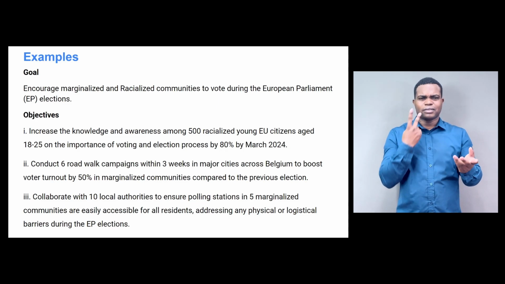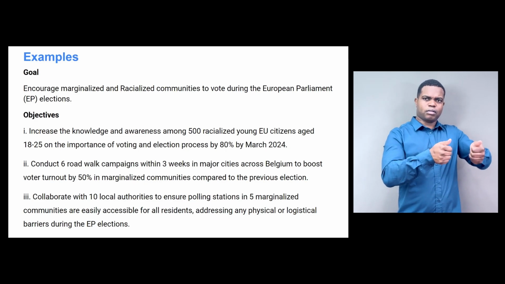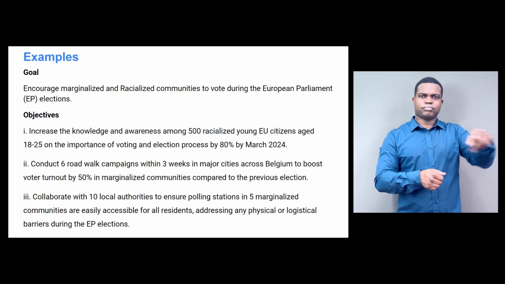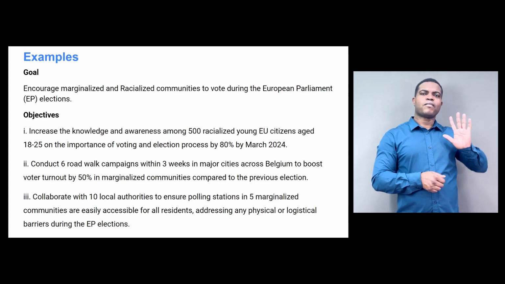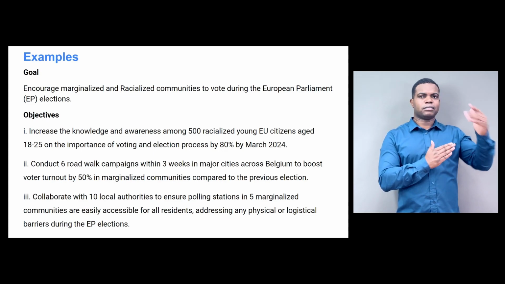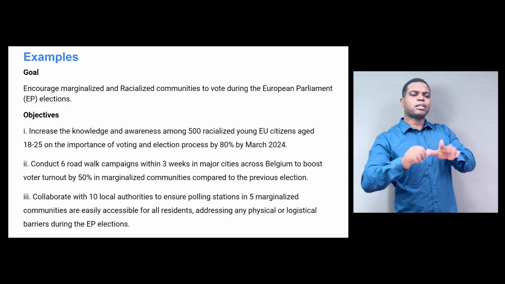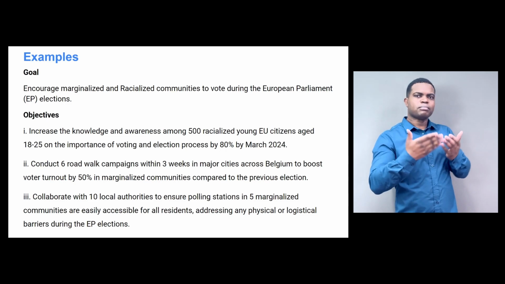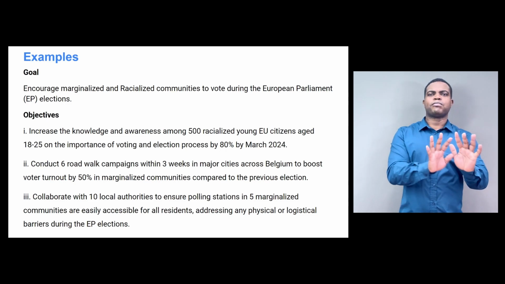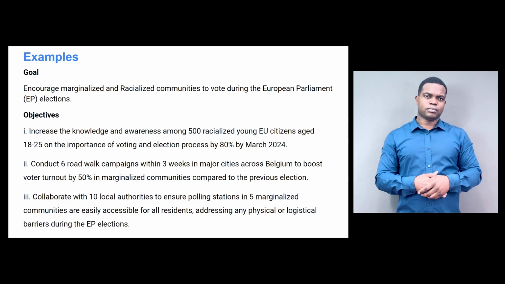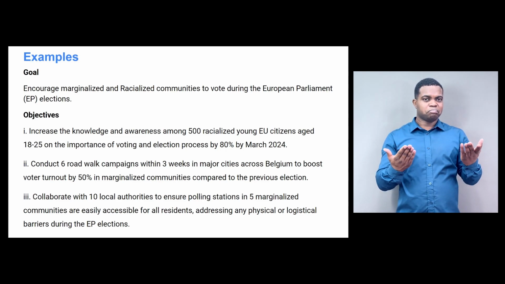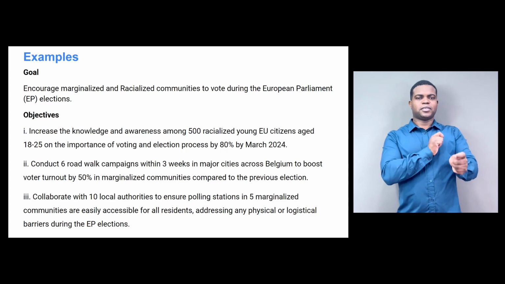Is it achievable? Of course, looking at it, 10 local authorities. When you collaborate with 10 local authorities to ensure that 5 marginalized communities have accessible polling stations, all these local authorities can actually help you with ensuring that these polling stations are well accessible.